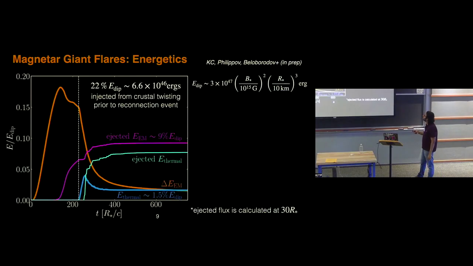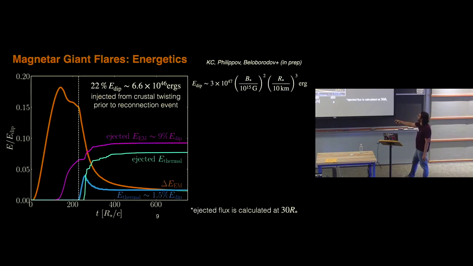Right. So in terms of energetics, the x-axis over here shows the time. The y-axis over here shows the fractional energy in terms of the initial dipolar energy. The orange line is the electromagnetic energy. Initially it rises up because we're injecting energy via the twist, and then at some point reconnection happens, and we stop twisting at that point. So we stop injecting energy, and there's an exponential decay of the magnetic field, which decays to some small value, which I'll talk about in a bit.